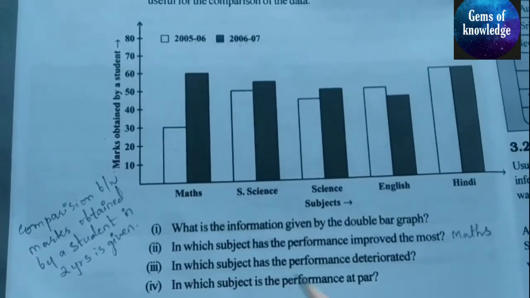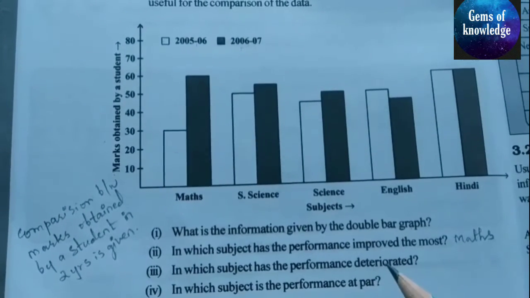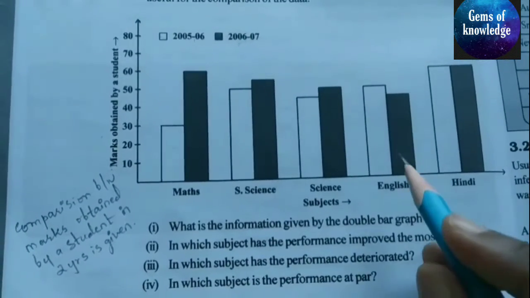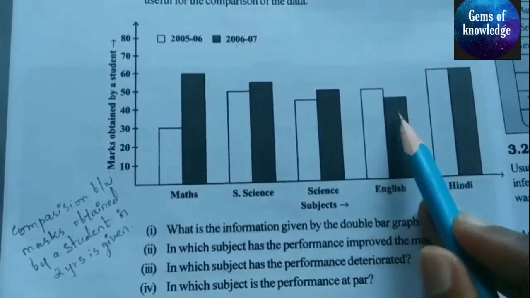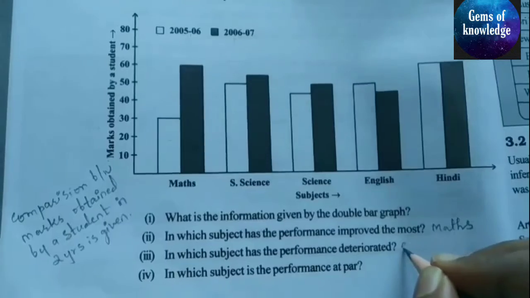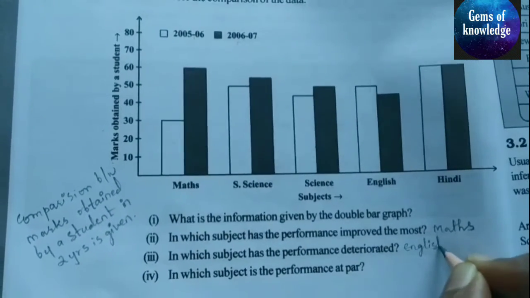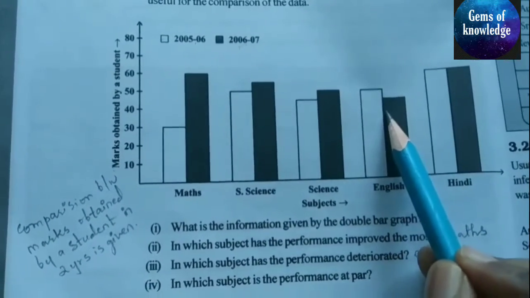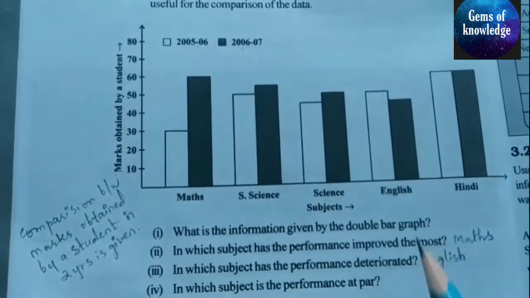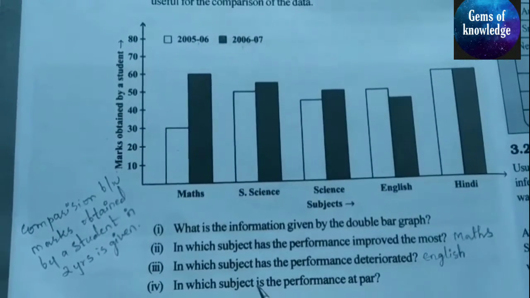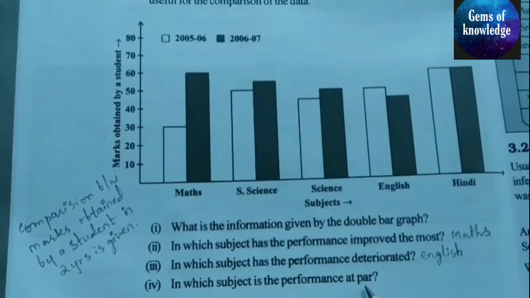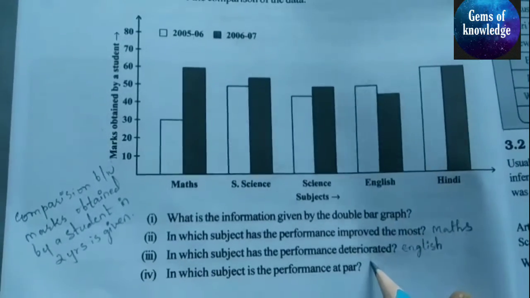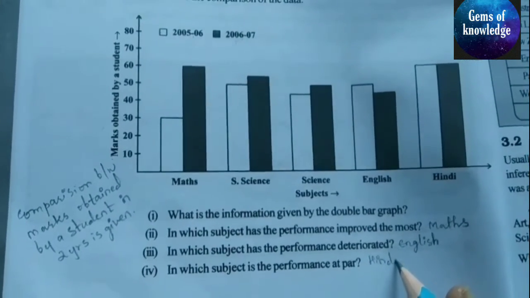Next, in which subject has the performance deteriorated? It means in which subject the performance is very less. You can say here it is English. You can see in the English subject, in 2005 to 6 the level was increased, but in 2006 to 7 the level is decreased, that is, deteriorated. Okay, in which subject is the performance at par? You can see here the performance is at par, so you can write the subject name as Hindi.